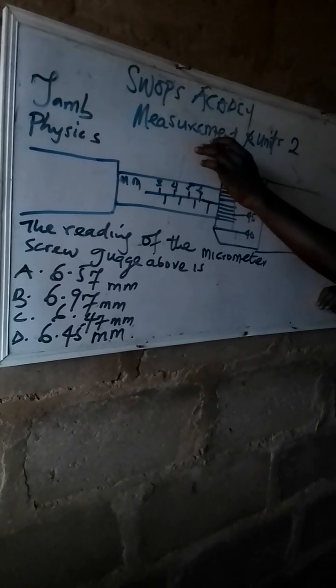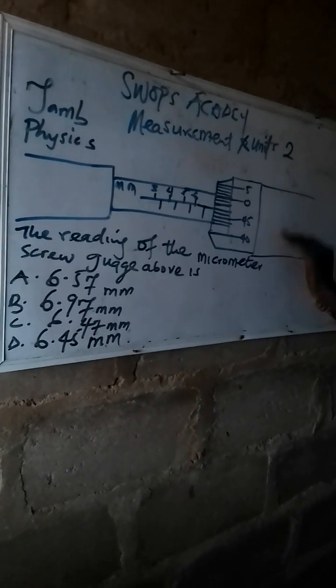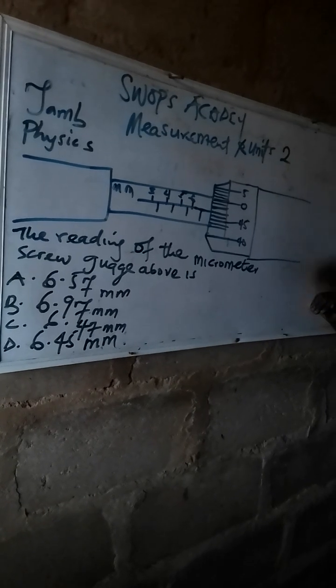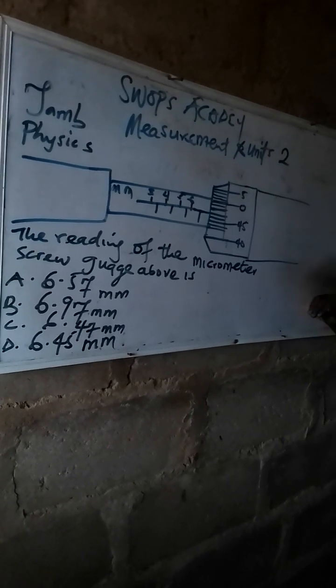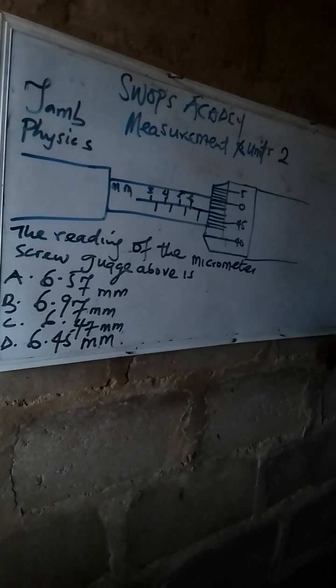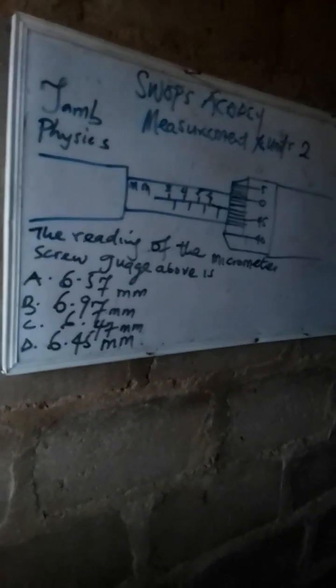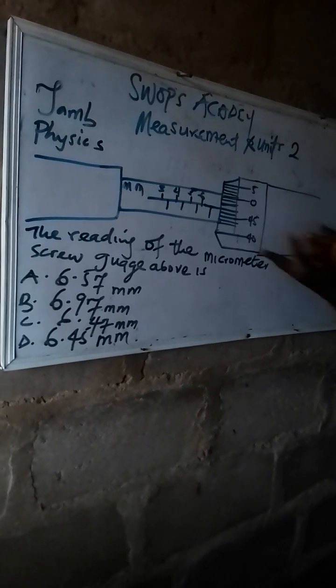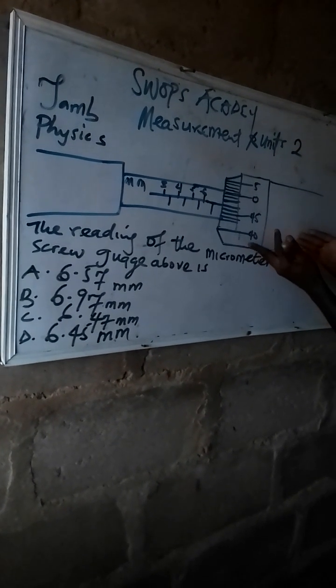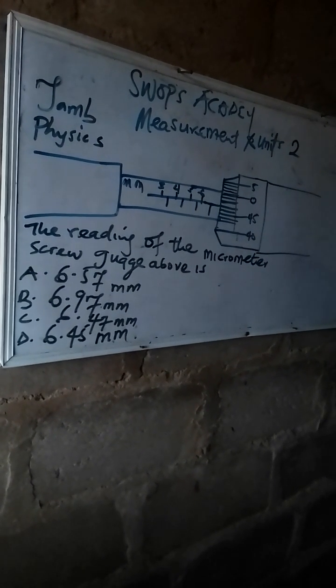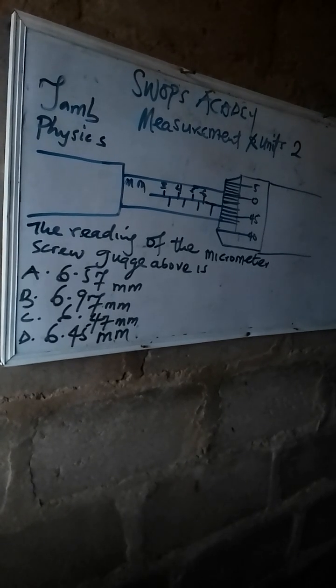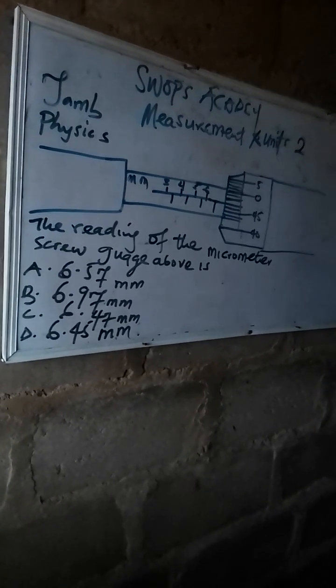We are going to be treating measuring and units 2, where we are going to be talking on the measuring tools. We have different measuring tools. We have the micrometer screw gauge. As you can see, this is a drawing of a micrometer screw gauge. We have that of the vernier caliper, and we have that of the meter rule.